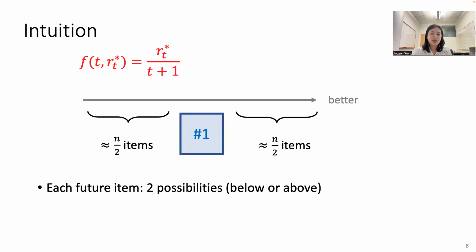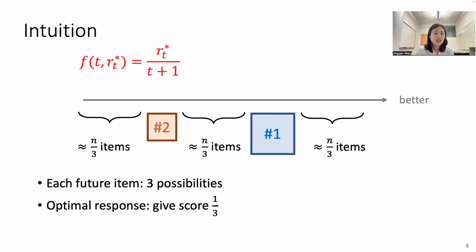Now let's look at some intuition why this function F takes this particular form. Let's think about the case for item 1. When item 1 arrives, let's think about how each of the future items compare to item 1. There are two possibilities, either they are below or they are above. And because the true ordering is uniform at random, by expectation, roughly speaking, half of them are below and half of them are above. So the optimal response of the judge is to say item 1 is in the middle and give it a score of 1/2.